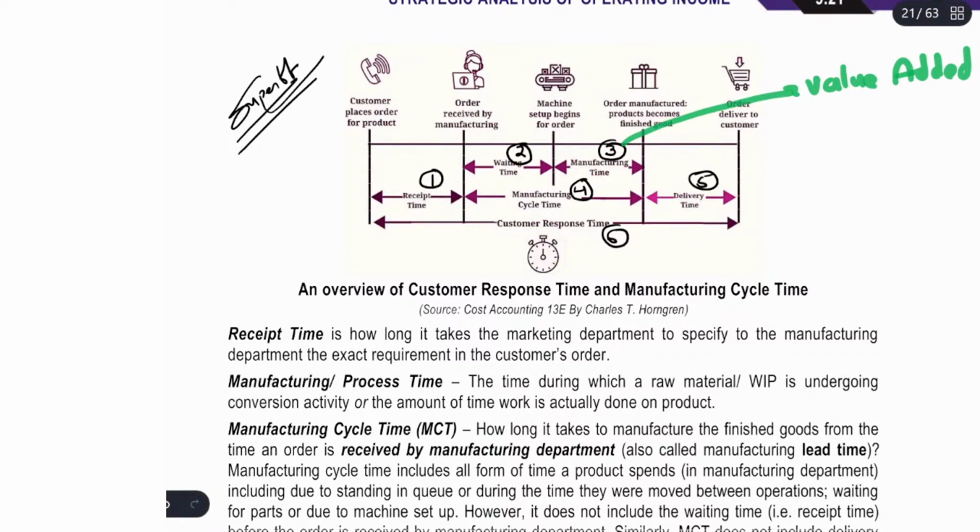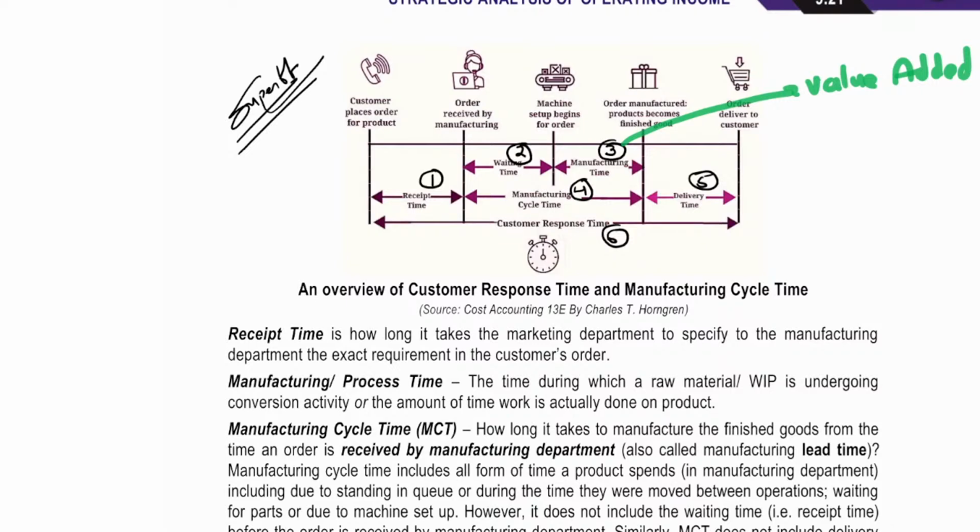Suppose the production department has been intimated that you have to manufacture this product, but it might take some hours or some days so that the manufacturing department can start production. So there is a difference between manufacturing time and manufacturing cycle time. Manufacturing time means the actual time during which your raw material is being converted into the finished good, while the waiting time, like the lecture starts at 6, but it might take 1 or 2 minutes to broadcast this live, so that is known as waiting time.